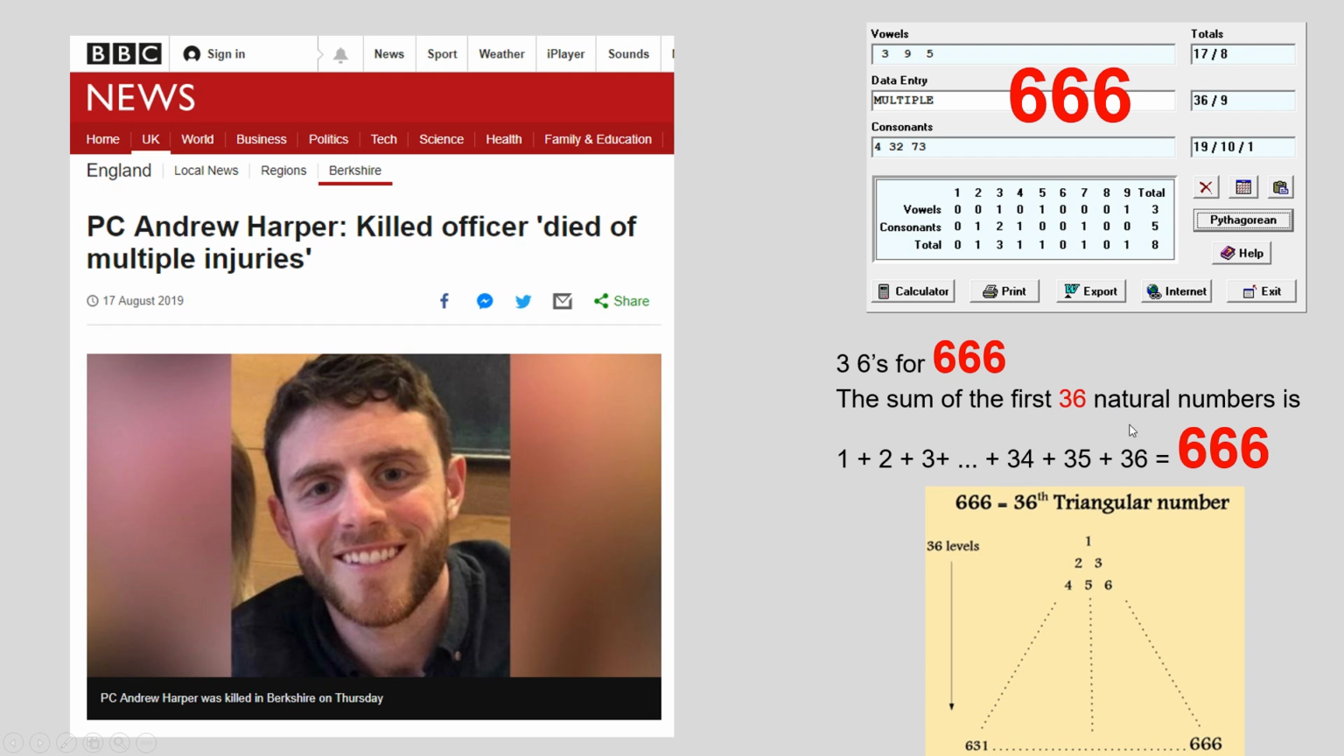the sum of the first 36 natural numbers, so 1 plus 2 plus 3 plus 4 plus 5, on and on to 34, 35 and 36, comes to 666. And 666 is the 36th triangular number, and it has 36 levels. And along the 36th level at the bottom we have 631 going to 666.